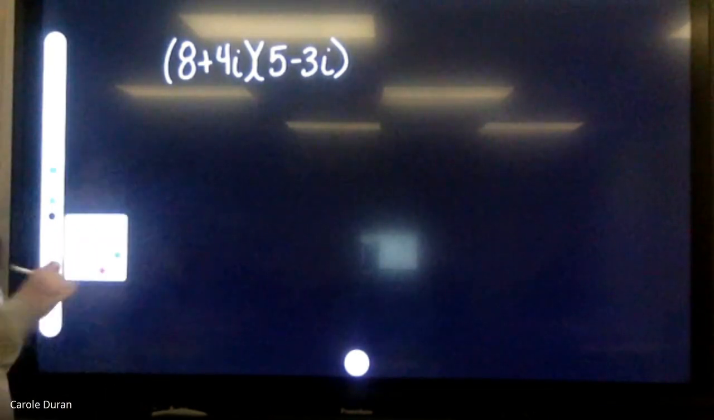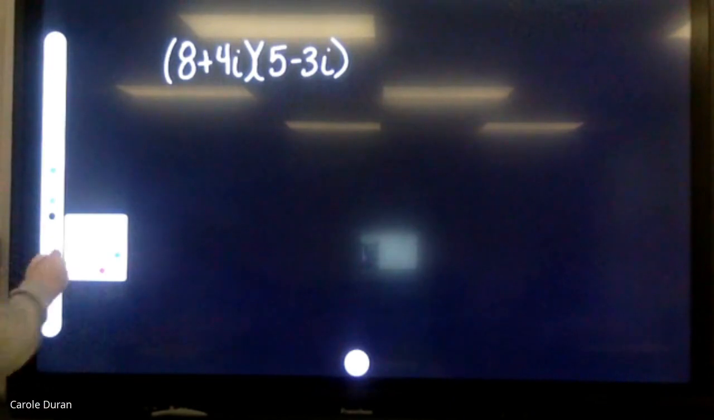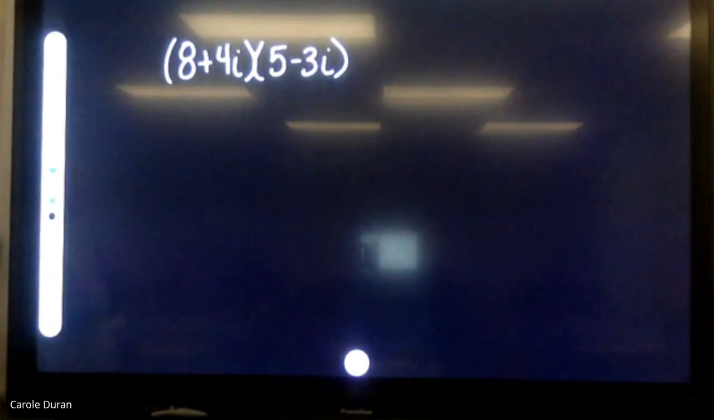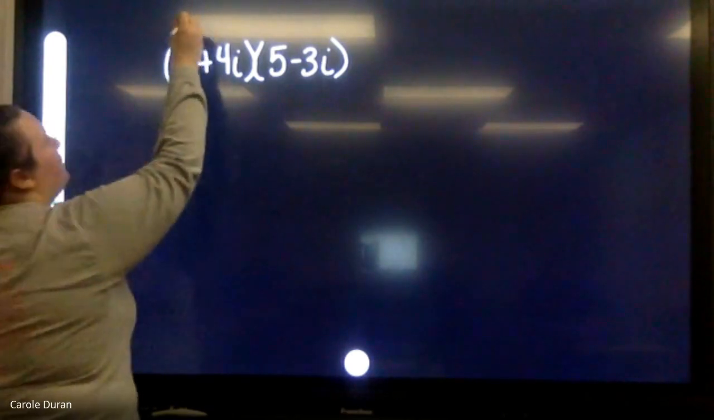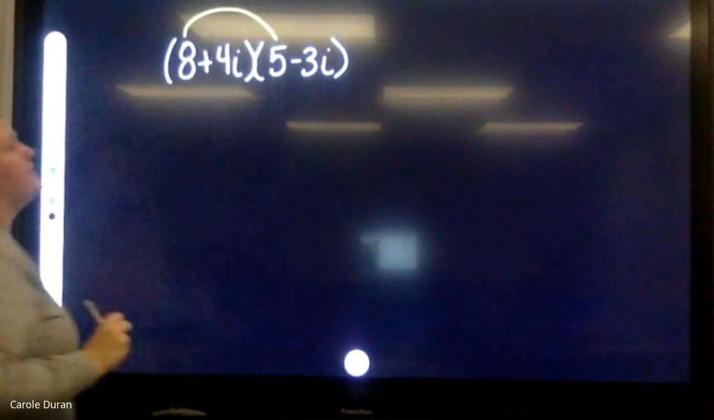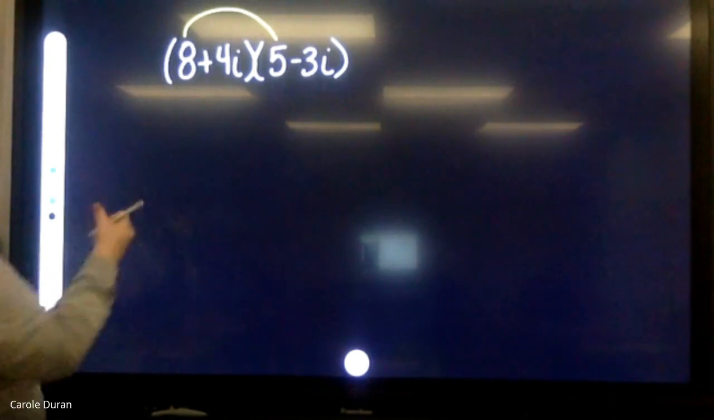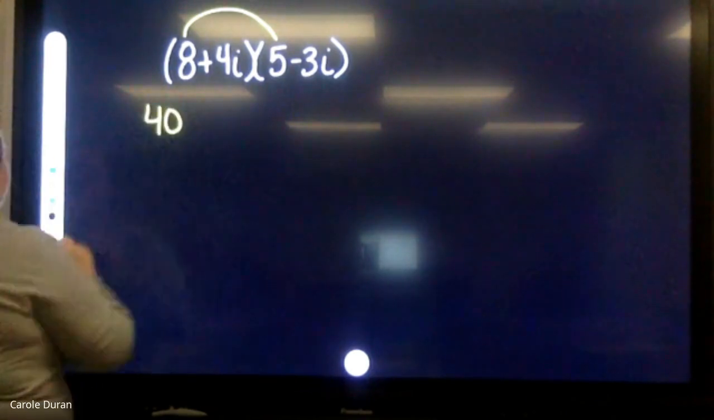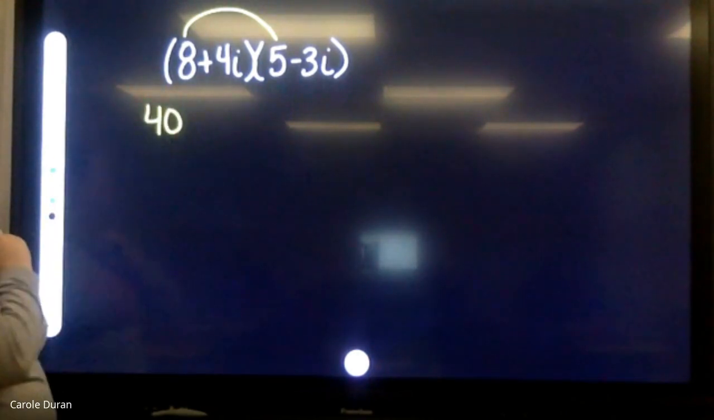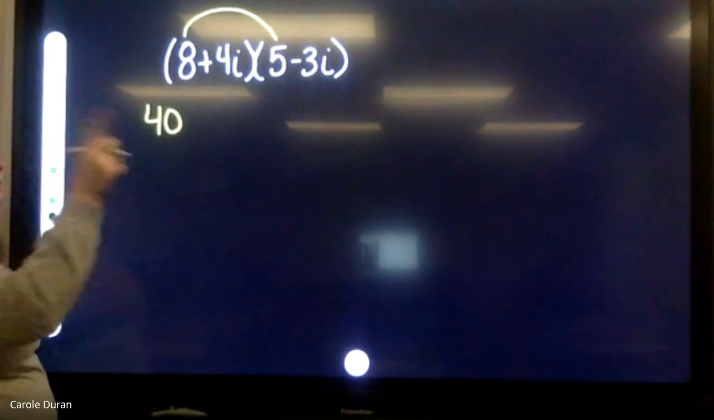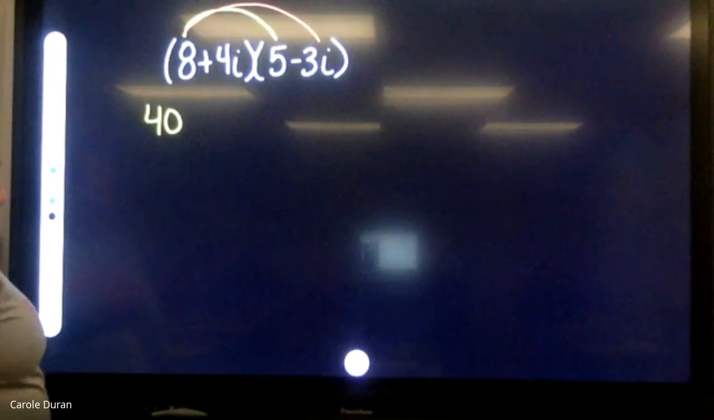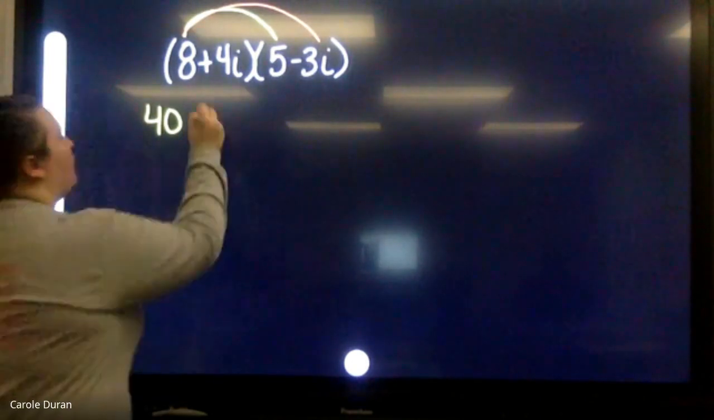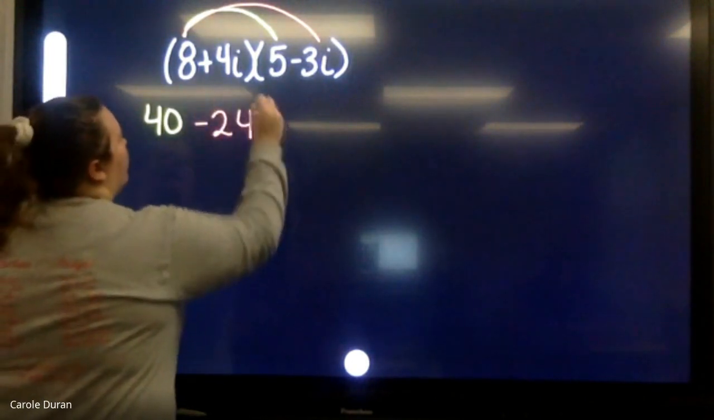So I'm going to color code this so that we have the practice. So we do our first terms first. So I do the 8 times the 5, which gives me 40. Then I do my 2 outside terms, which is going to be 8 and negative 3i. 8 times a negative 3 is negative 24, and we just keep the i with that.